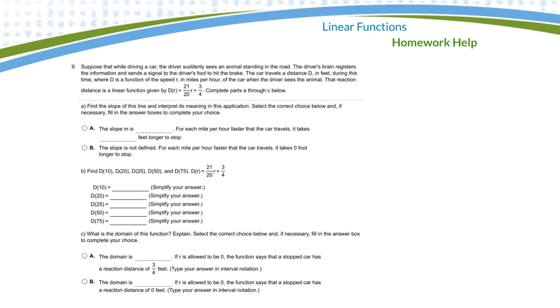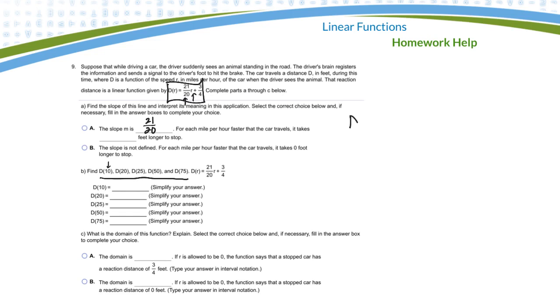Okay, worded question. Suppose that while driving the car, somebody sees something, whatever. There's our formula. So that's the reaction distance. So they say, what is the slope? Well, that's just the number right there, 21/20. Then they say, what is the distance given a whole bunch of numbers here? And all of those numbers, the 10, etc., those are always the r value. And what does r stand for? Looks like it's the rate of speed.